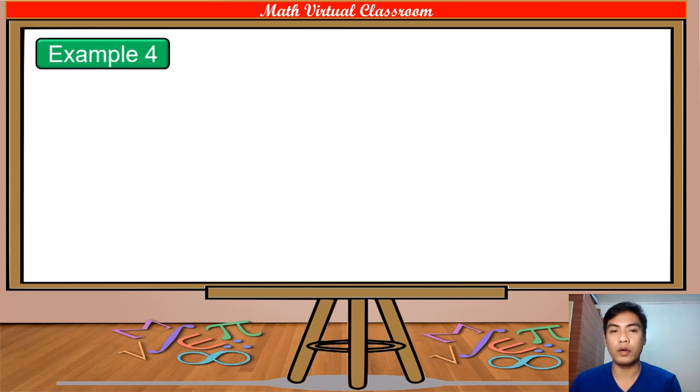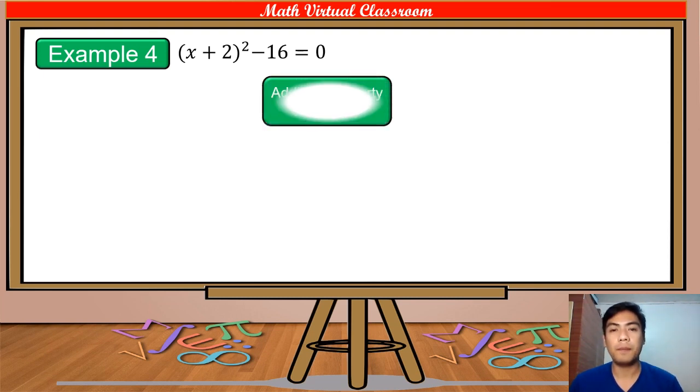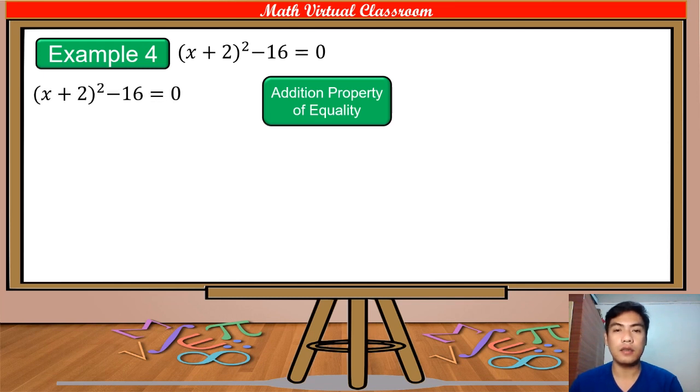Example number 4. Quantity x plus 2 squared minus 16 equals 0. So the first step is to use the addition property of equality. We are going to add 16 on both sides of the equation. So this will be 0.